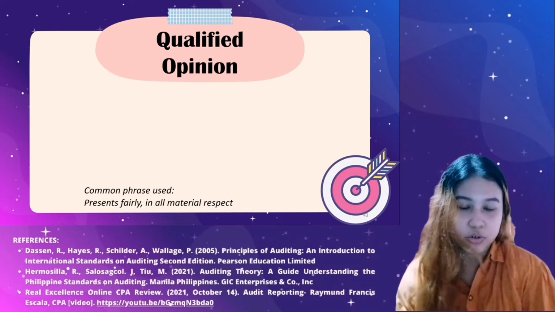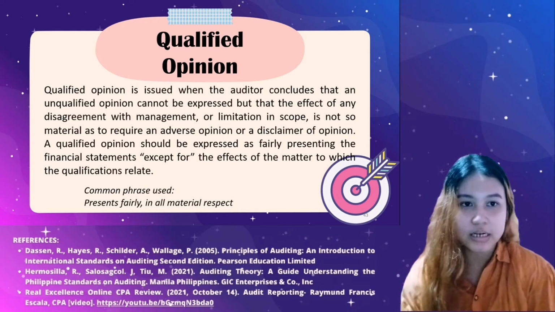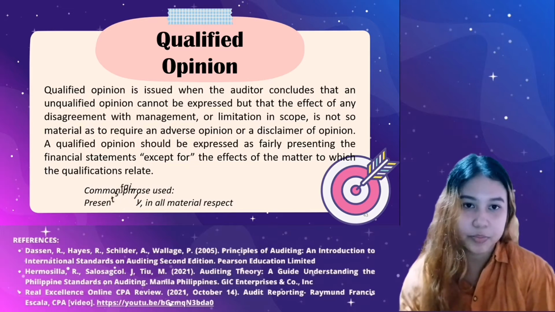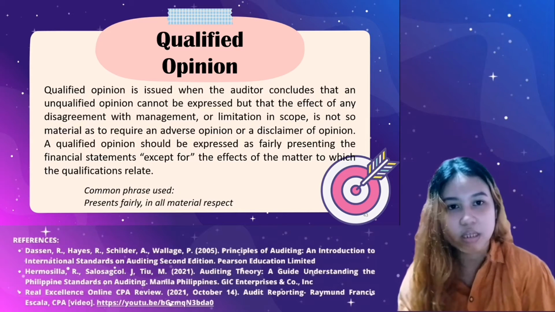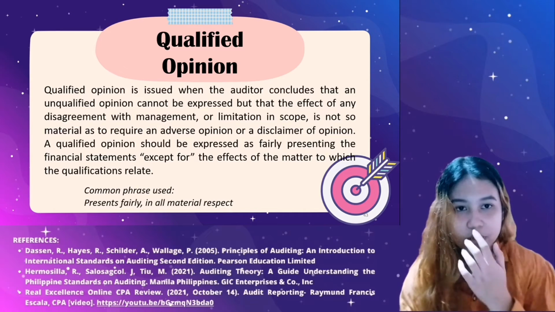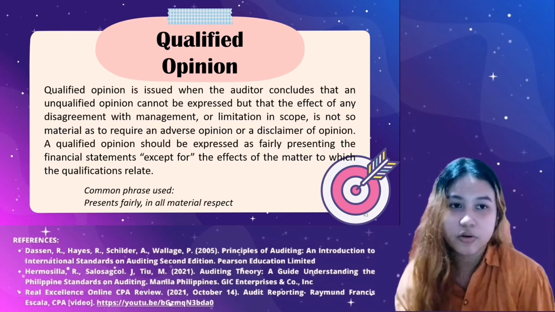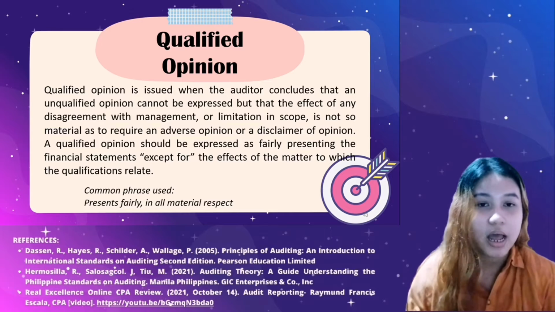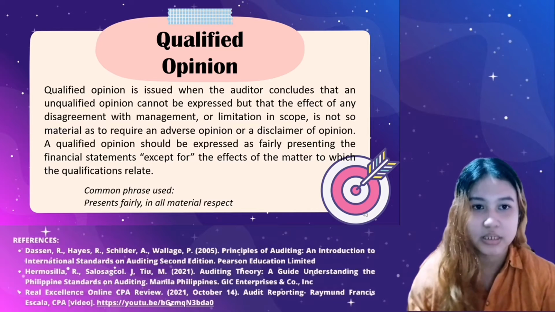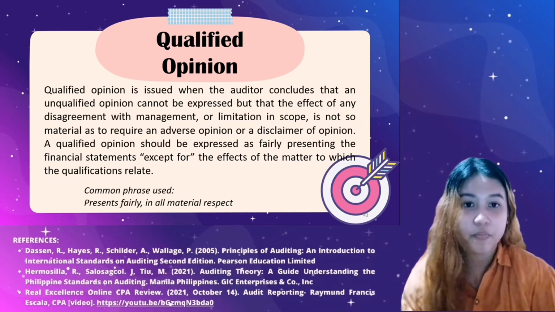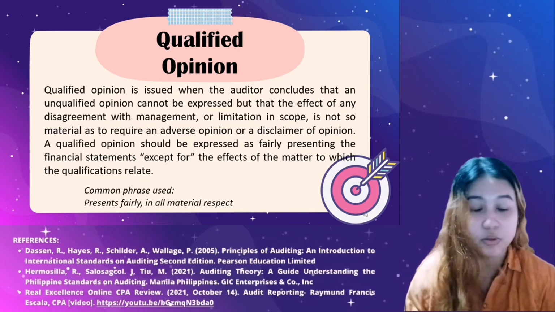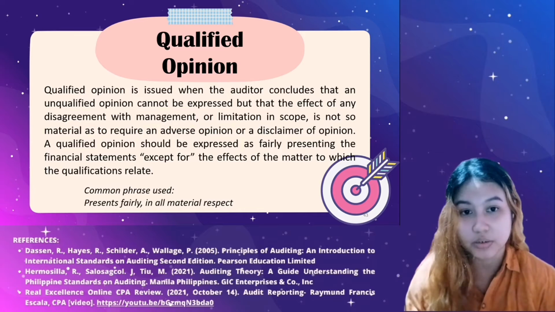For the next type of audit opinion, we have the qualified opinion. A qualified opinion is issued when the auditor concludes that an unqualified opinion cannot be expressed, but that the effect of any disagreement with management or limitation in scope is not so material as to require an adverse opinion or a disclaimer of opinion. A qualified opinion should be expressed as fairly presenting the financial statements, except for the effects of the matter to which the qualification relates.